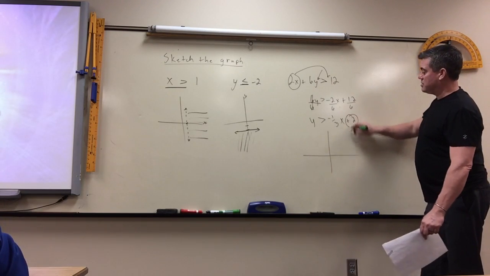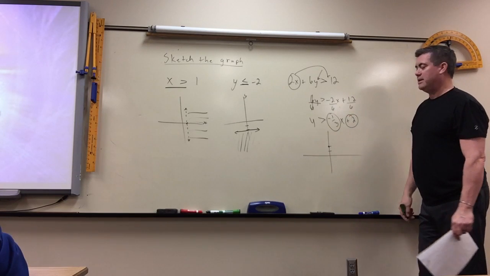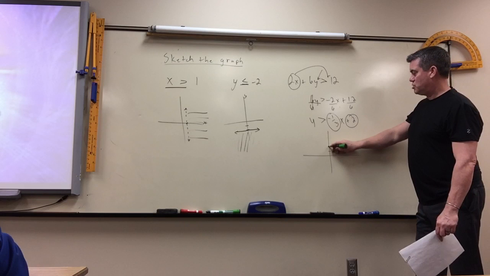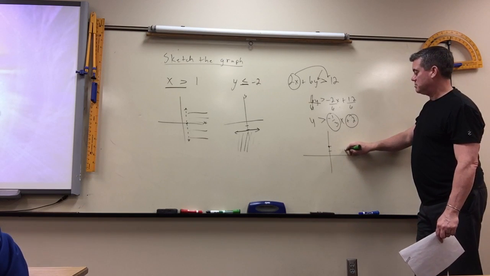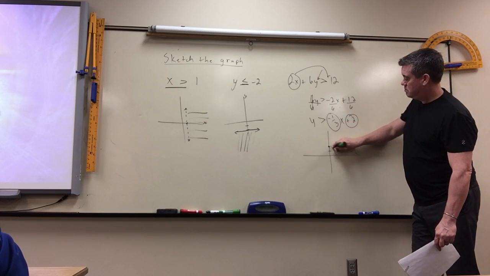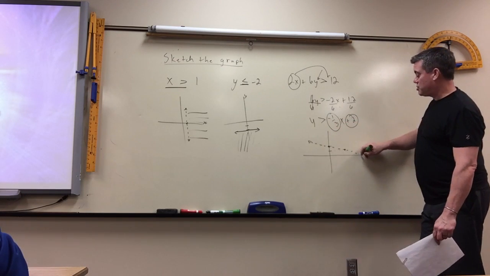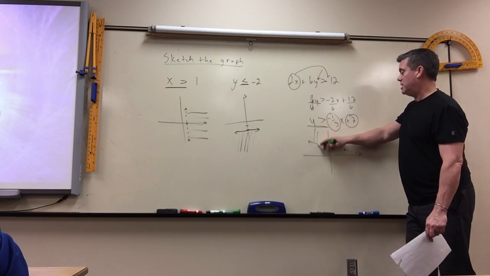So this crosses at 2 with a slope of negative 1/3. So from that point, you go down 1 over 3. It is a dotted line. And then you got to shade one side or the other. Since y is greater, you shade above it.